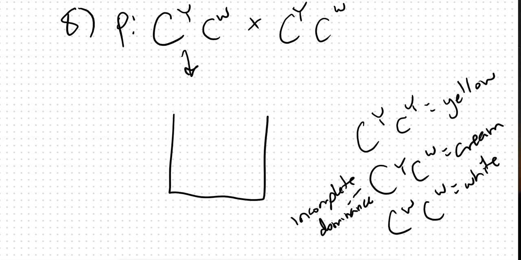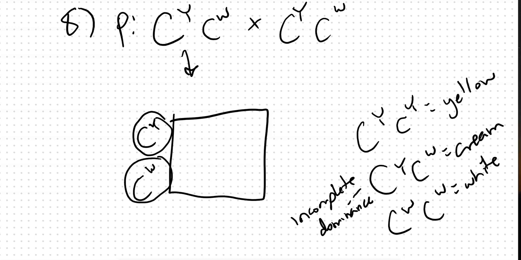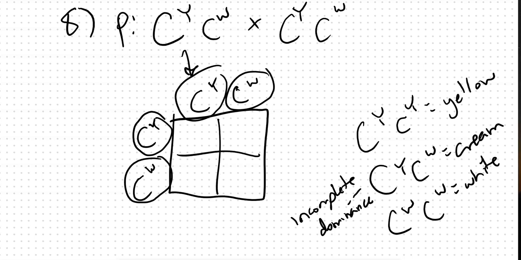We can do the Punnett square, and we put CY as one allele, one gamete, and CW is the other. CY is one gamete, CW is the other gamete. And we'll do a cross, get CY CY, CY CW. This one is CY CW. So I'm going to see CW CW.